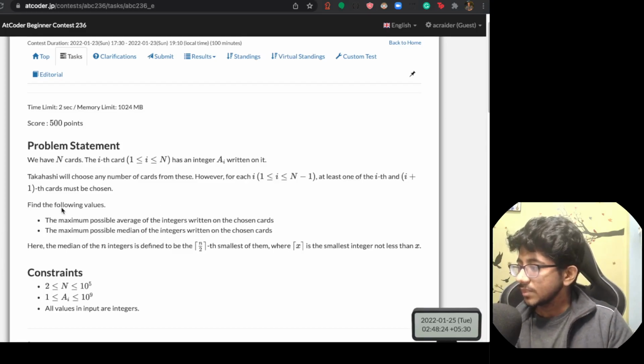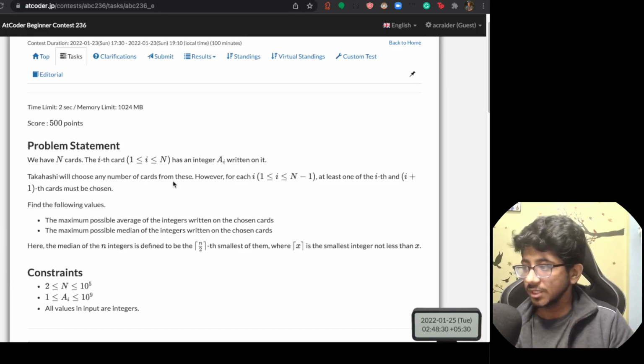Okay. Then we have to find the following values. One is the maximum possible average of the cards chosen with the given restriction, and the maximum possible median of the cards chosen with the given restriction. And the median is the n by 2th smallest of them. Cool. So we need to find the maximum possible average and median with the restriction that neighboring items can be taken up. So that's our current understanding. That's what we have read.